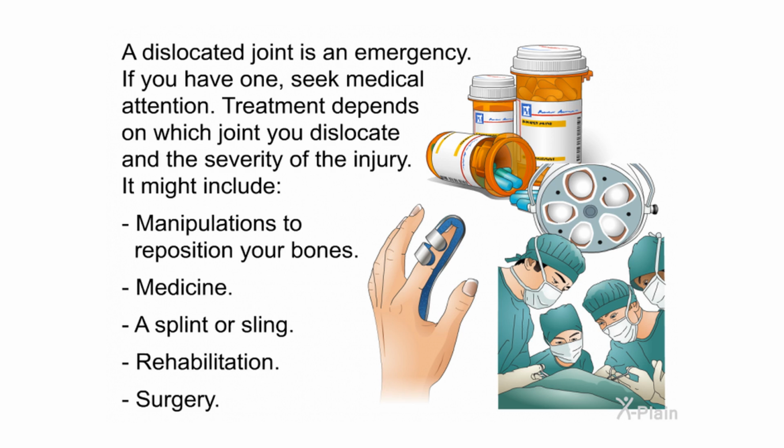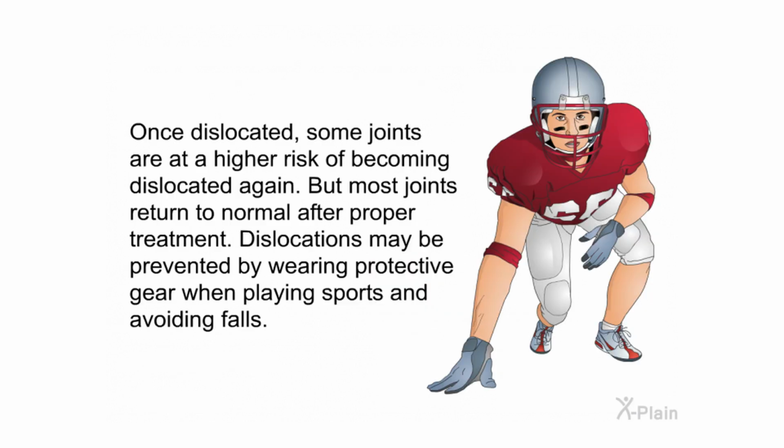A dislocated joint is an emergency. If you have one, seek medical attention. Treatment depends on which joint you dislocate and the severity of the injury. It might include manipulations to reposition your bones, medicine, a splint or sling, rehabilitation, surgery. Once dislocated, some joints are at a higher risk of becoming dislocated again, but most joints return to normal after proper treatment. Dislocations may be prevented by wearing protective gear when playing sports and avoiding falls.